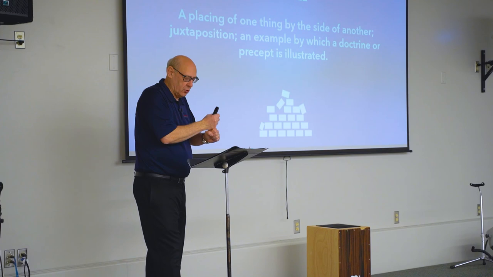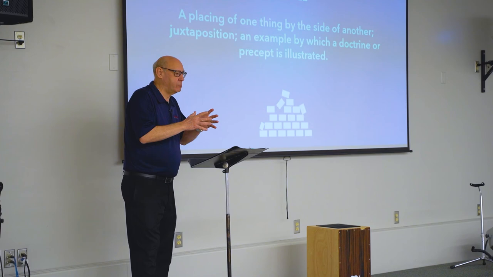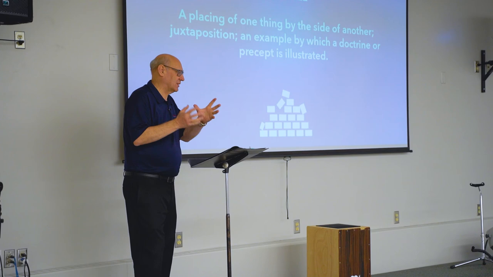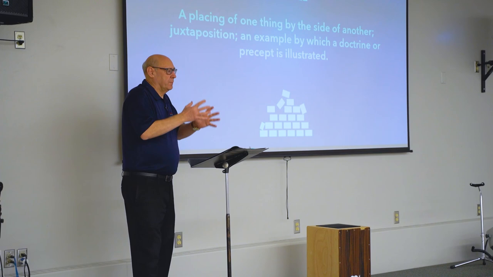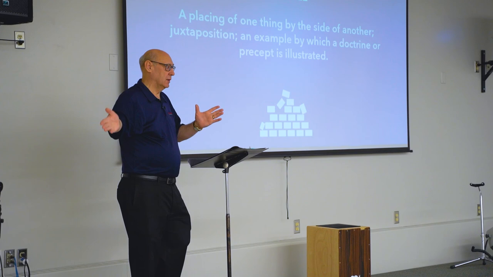So types illustrate doctrine. For example, I'll give you one right off the bat: the sacrificial lamb. The Passover sacrificial lamb is a type of Christ in that it's without spot or wrinkle. It was innocent, all these number of things. The blood was shed for the forgiveness of sins. That's a type. All those thousands, maybe millions upon millions of sacrifices, all foreshadowed, were a type of the ultimate sacrifice to be done at the cross.